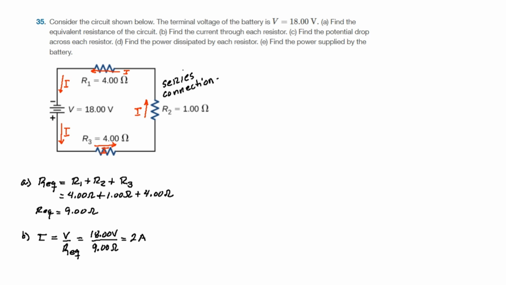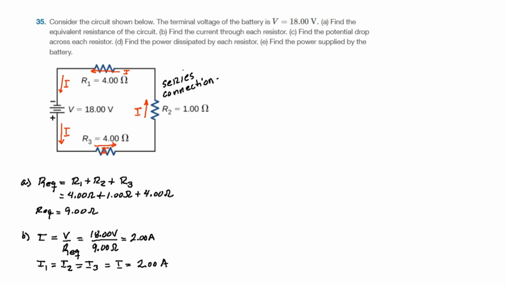Let's use a number of significant figures. So let's say 2.00 amperes. That means now the current through resistor 1 is equal to the current through resistor 2, and is equal to the current through resistor 3, and is equal to I, and is equal to 2.00 amperes. So the current through all the resistors is the same.